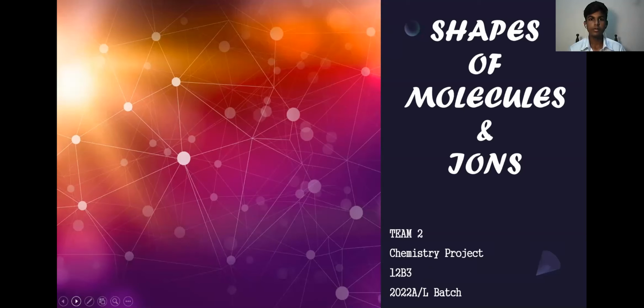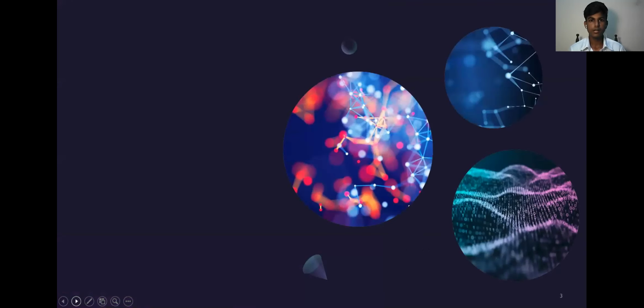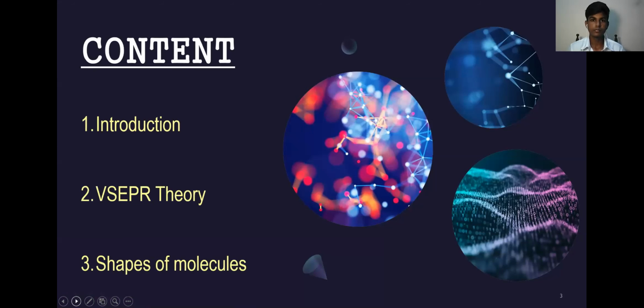Today, Team 2 is going to do a presentation about the topic shapes of molecules and ions. When we talk about shapes of molecules and ions, what is the first question that pops into your mind? It is the structural arrangement of electron pairs around the central atom. In our presentation, we are going to discuss VSEPR theory and shapes of molecules.